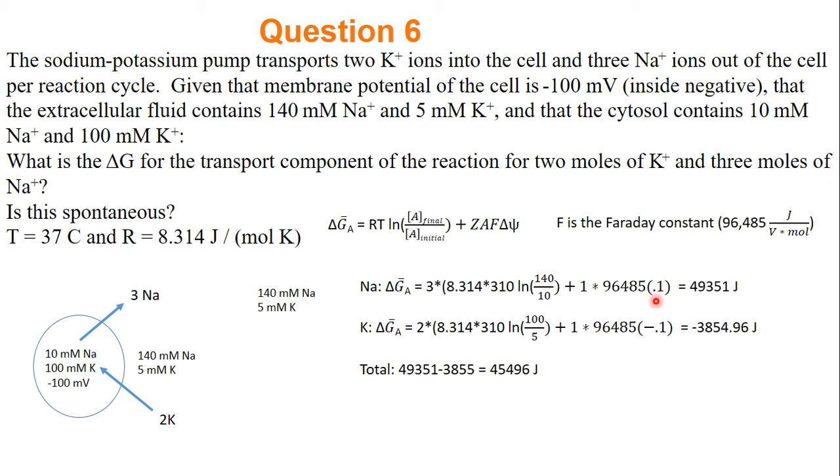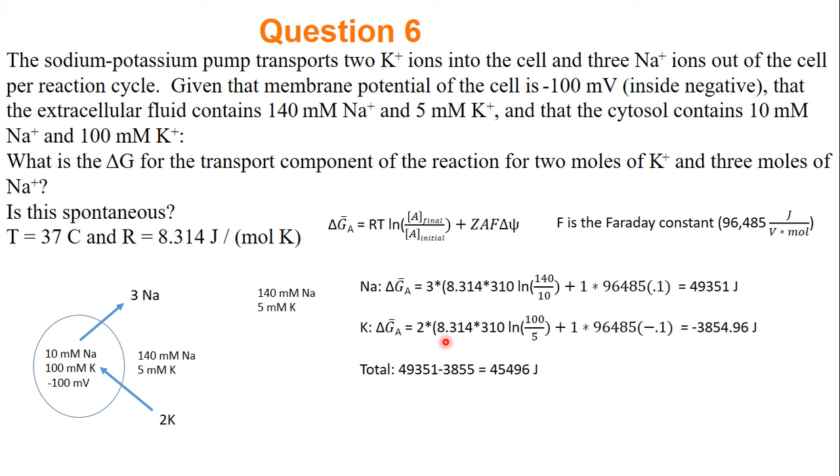You can see I have a 0.1 here. The reason why I had 0.1 is because Faraday's constant is in volts, not millivolts. So I converted this to volts. That's 0.1. All right, now let's get back to this 3. I have this 3 here because I need to do this calculation for every single sodium. So that's 3 sodiums. So I just multiply this by 3. I get 49351.